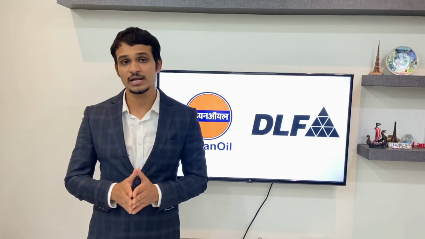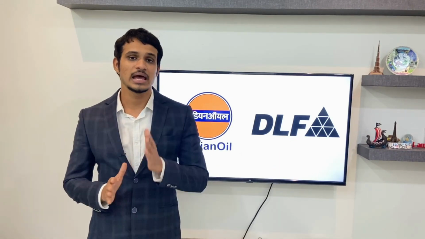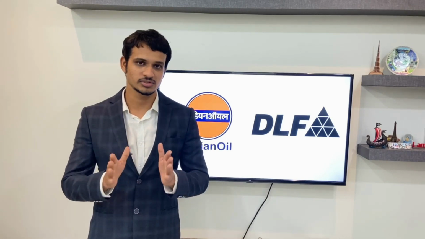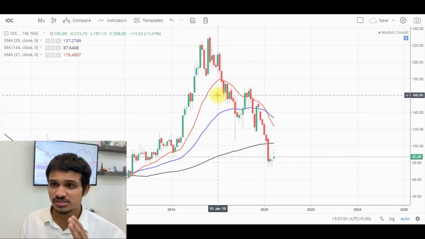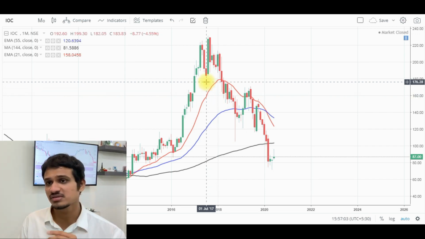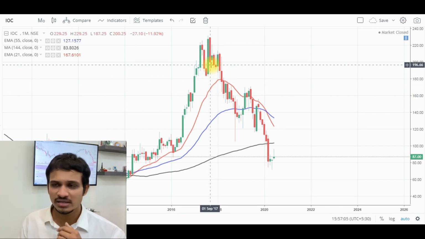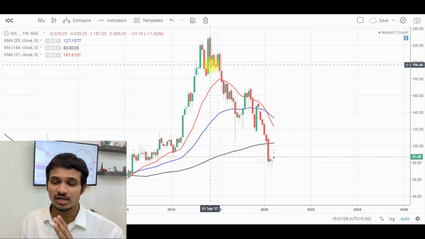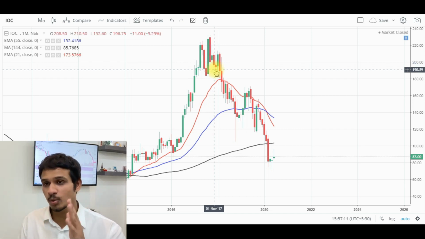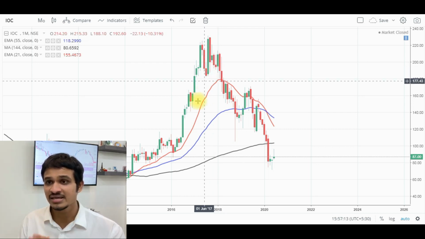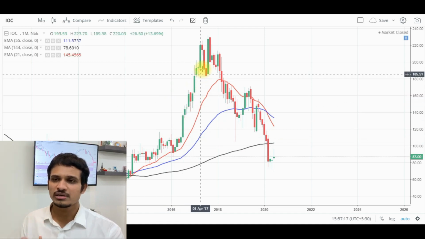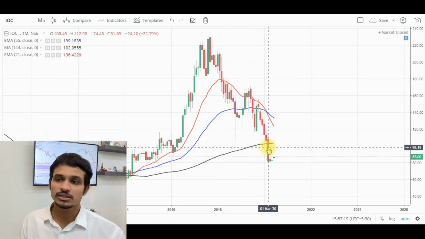So let's move ahead on today's study and let's go on the charts of both DLF and IOC. Here we are on the chart of IOC and we are looking at the monthly time frame first, and what we see eminently here on the charts is that this stock has been in a bearish trend since a very long time now. The price has been making lower lows and lower highs consistently since the last 3 to 4 years. Before that it was in a bullish run, but recently it is in a downtrend.